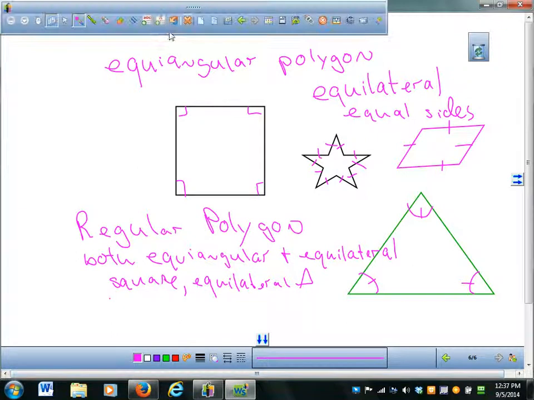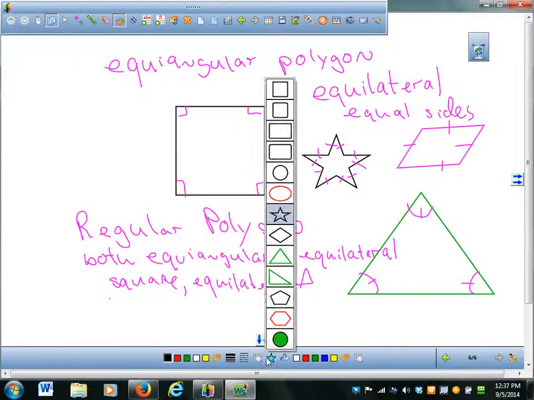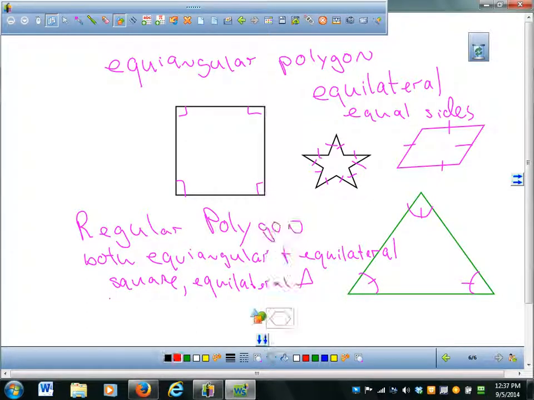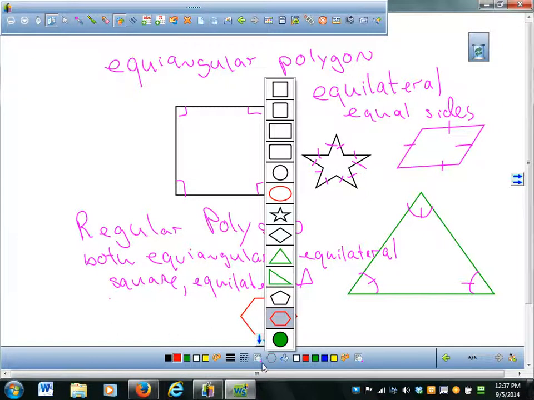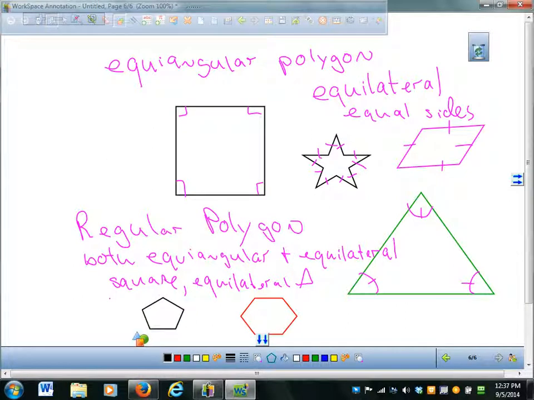You could have lots of them, like you could have a regular hexagon, right? If I drew it like that, equal sides, equal angles. I could have a regular pentagon, equal sides, equal angles. Yes? Okay, so those are figures that are regular. Equal sides, equal angles, or congruent sides.